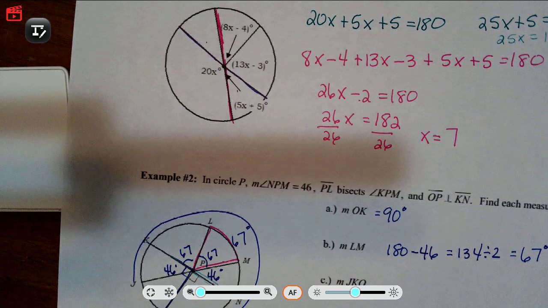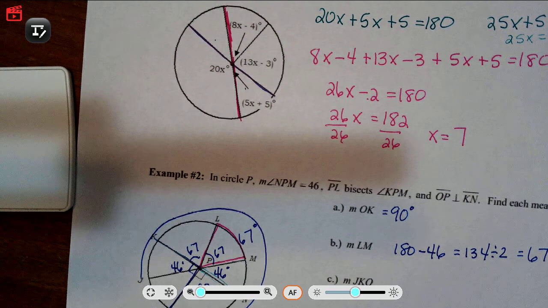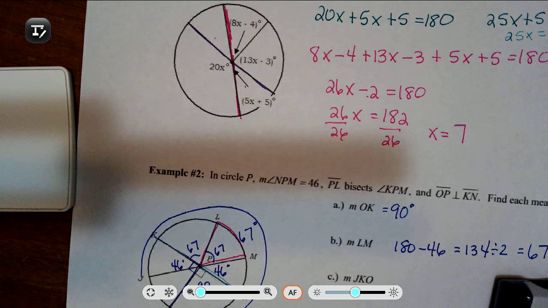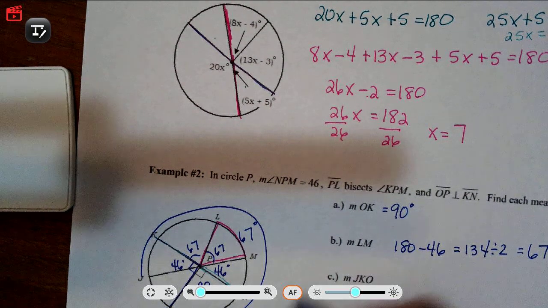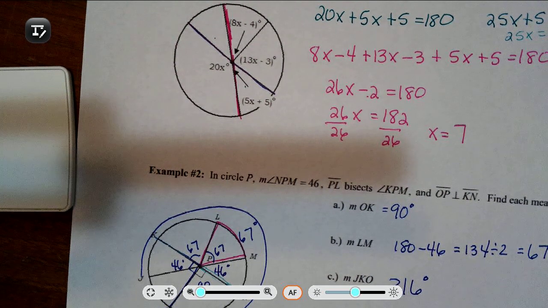So I could add up all those pieces. I'm starting at J and I'm coming around to here. So if I was to add up all of those segments, I would have the 90, I would add the 46, add the 67, add the 67, add the 46, and I find that this angled degree of that distance around is 316 degrees.